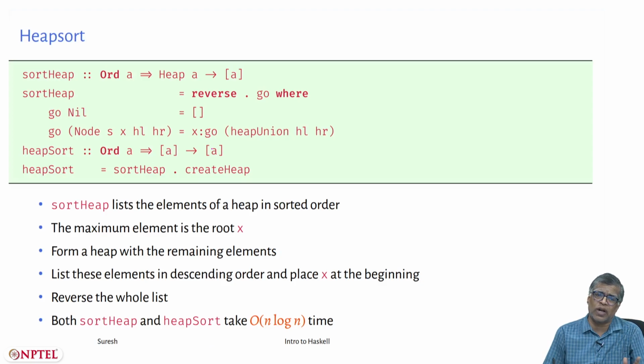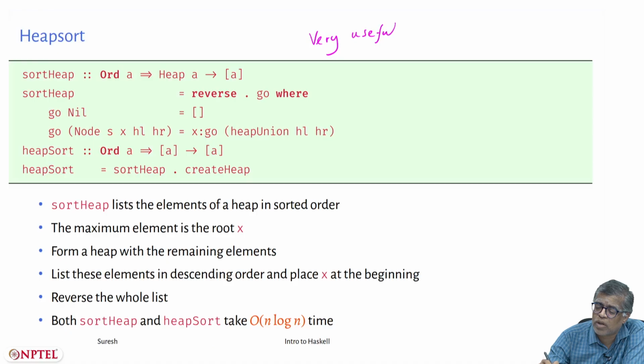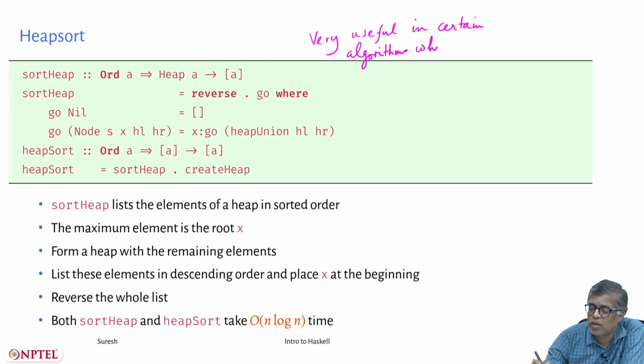Okay, so this is a very nice data structure, priority queue data structure. It is very useful in certain algorithms which require priority queues. Versions of Dijkstra's algorithm.